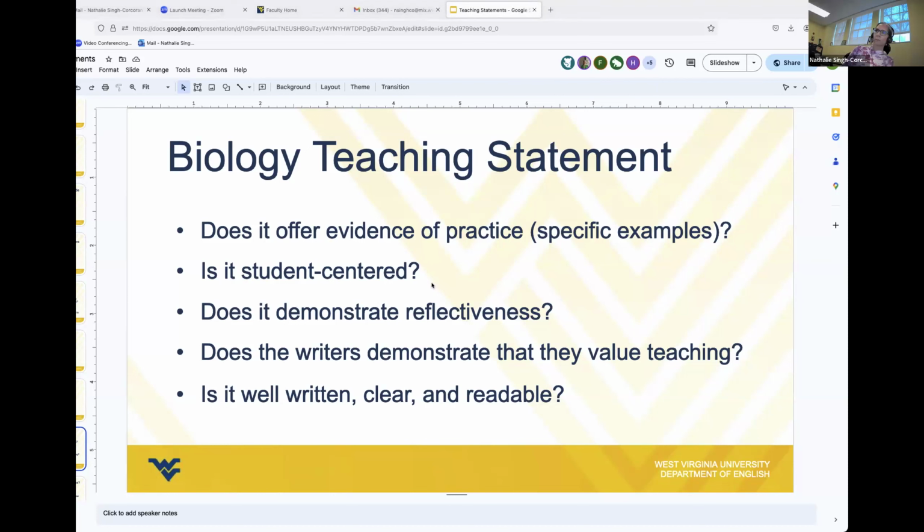Okay. Is the writer reflective? Does it show that they're really thinking about their teaching? Yeah, I agree. Especially that last paragraph, where the writer is focusing on what they will do. You know, I will foster interaction in my classroom.